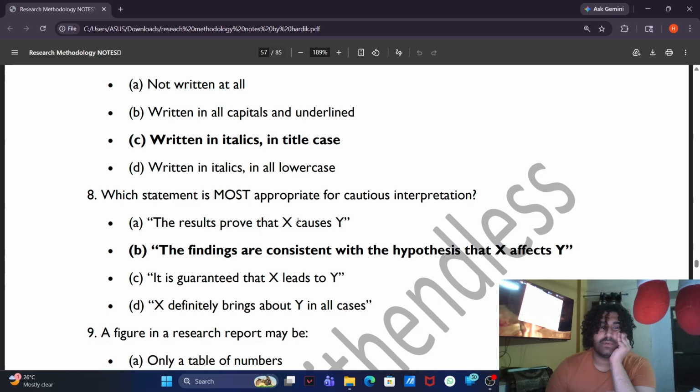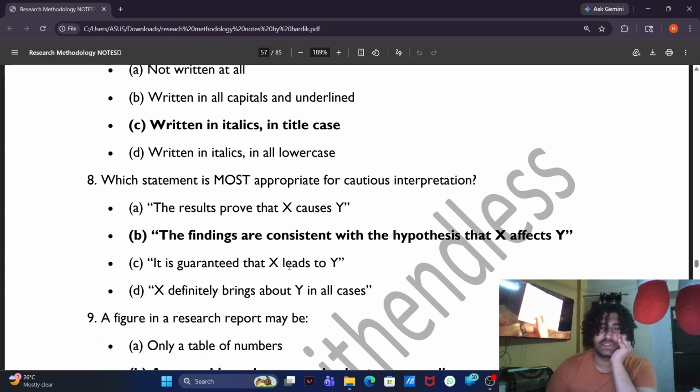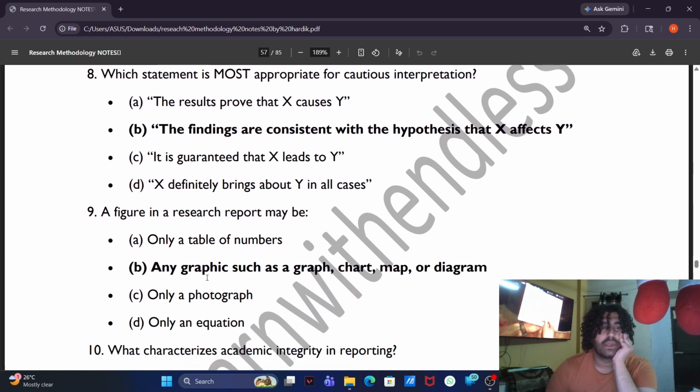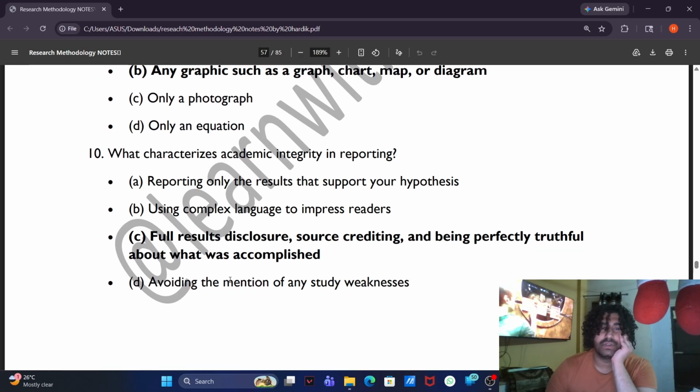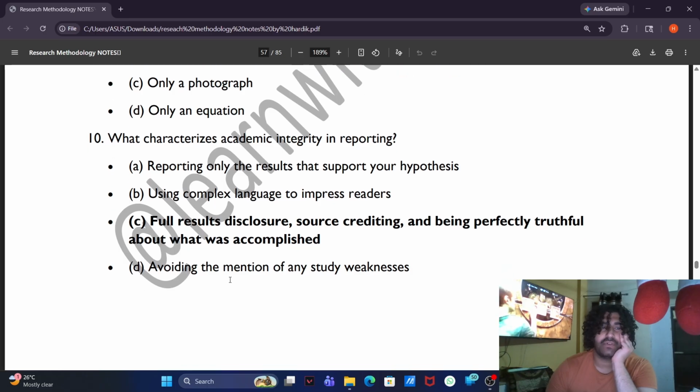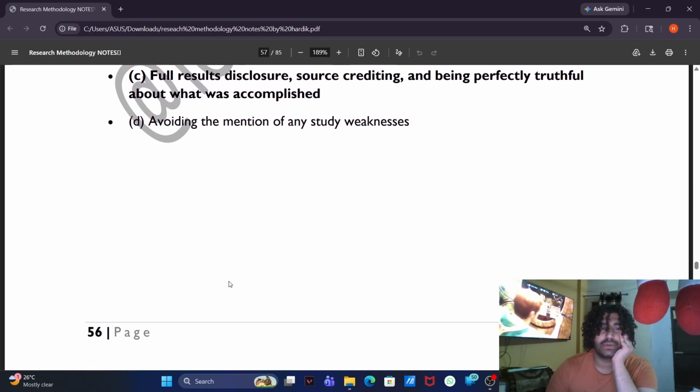Which statement is most appropriate for cautious interpretation? The findings are consistent with the hypothesis that X affects Y. A figure in a research report may be any graphic such as a graph, chart, map, or diagram. What characterizes academic integrity in reporting? Full results, disclosure, source crediting, and being perfectly truthful about what was accomplished.